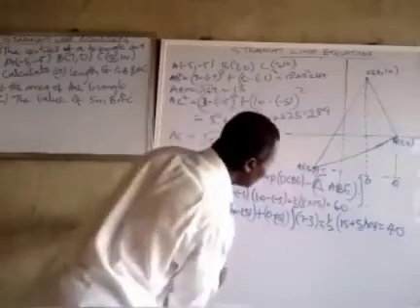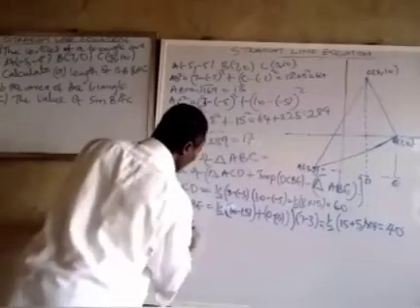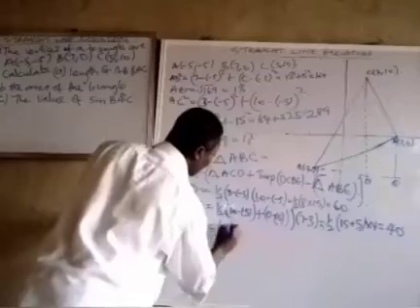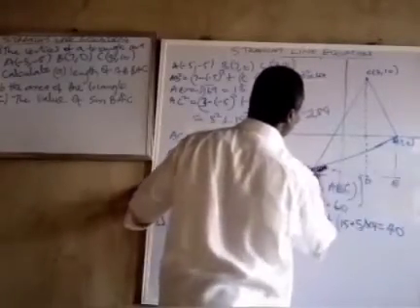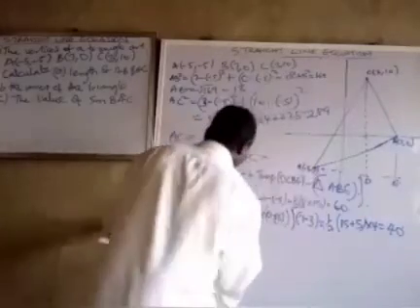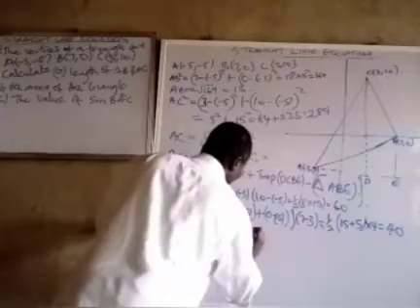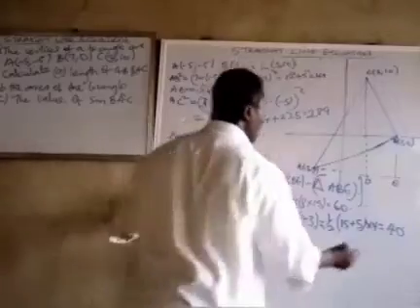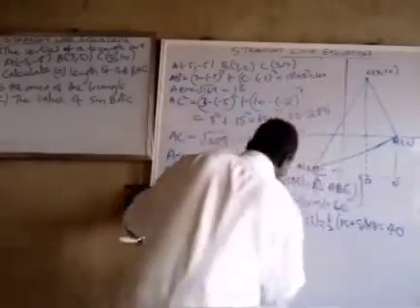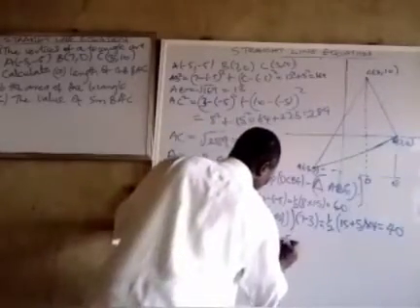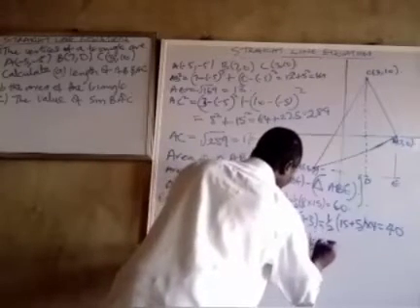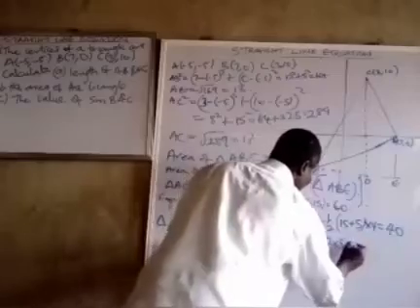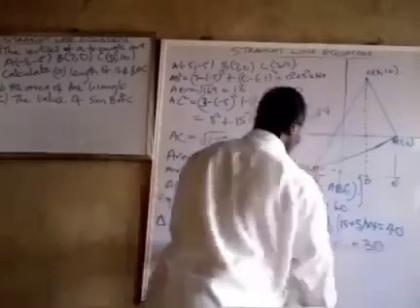ABE is half. What is this base? It is 7 minus 5 from here to here. 7 minus 5. What is the height? 0 minus 5. And that is half times 12 times 5, which is 30.